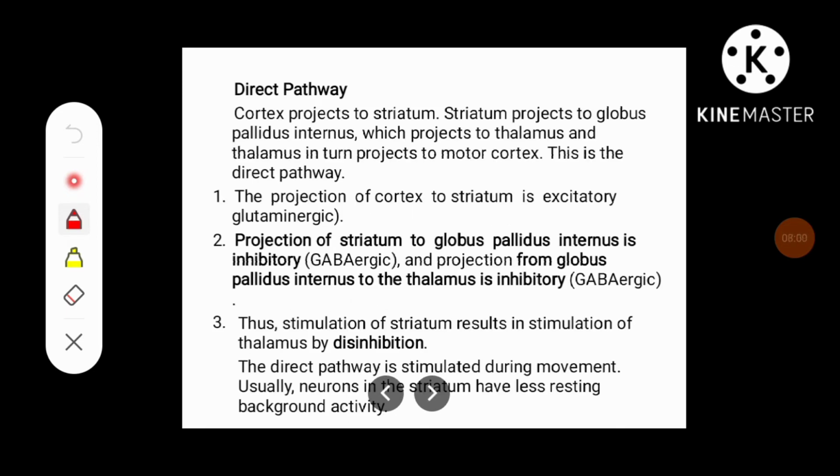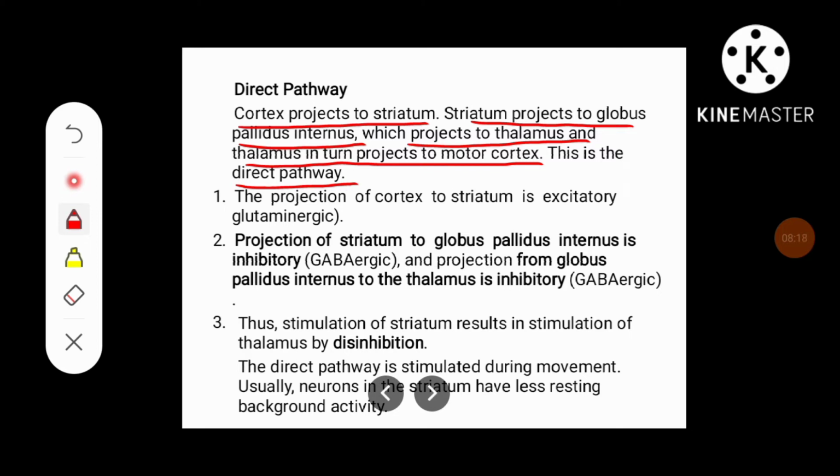The direct pathway: the cortex projects to the striatum, and the striatum projects to the globus pallidus internus, which projects to the thalamus, and the thalamus in turn projects to the motor cortex. So this is called the direct pathway.